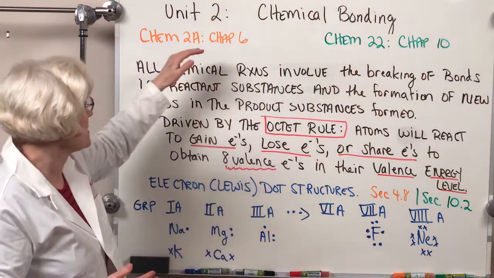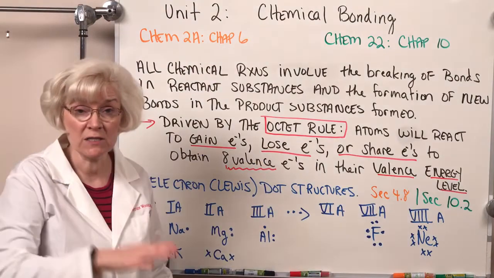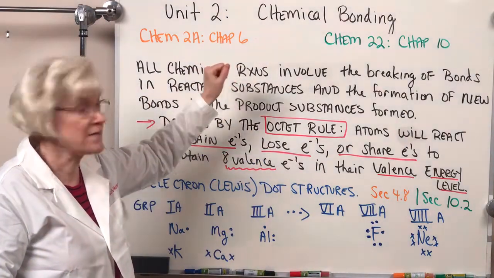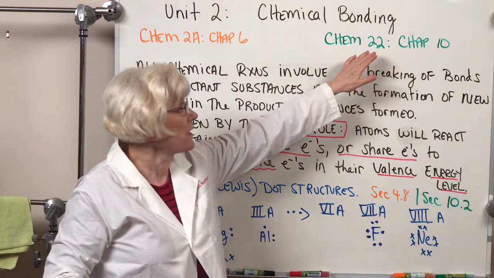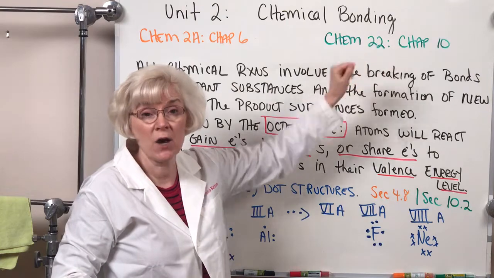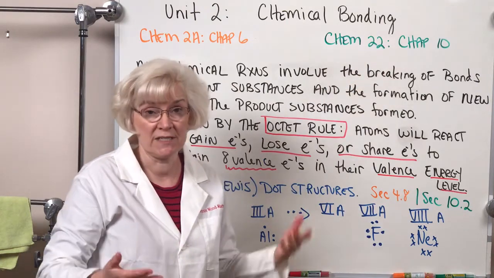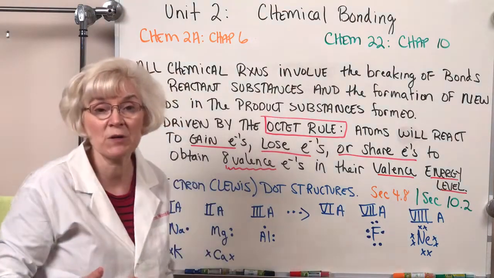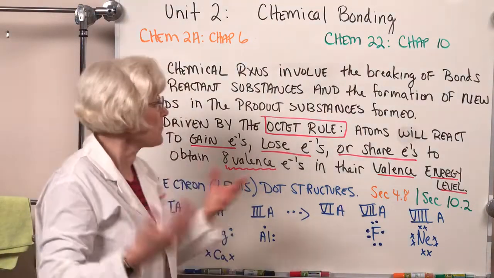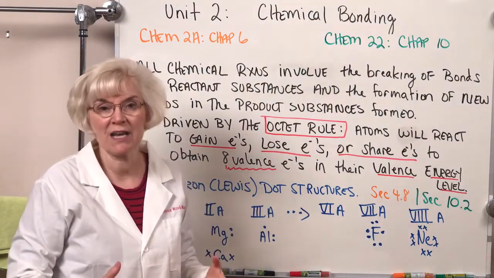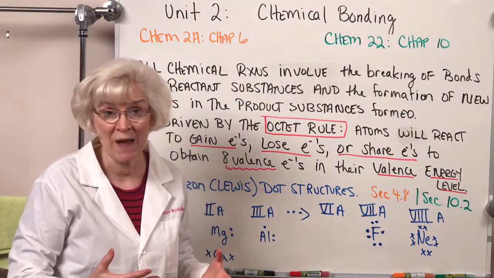So 2A students, it's going to be very helpful if you have your textbooks with you right at this moment and open to Chapter 6 of the textbook. Chem 22 students, have your textbook with you right now and open to Chapter 10 of the textbook. Both of these chapters are introducing chemical bonding to you. And we're really beginning to get a deeper understanding of what chemistry is all about.